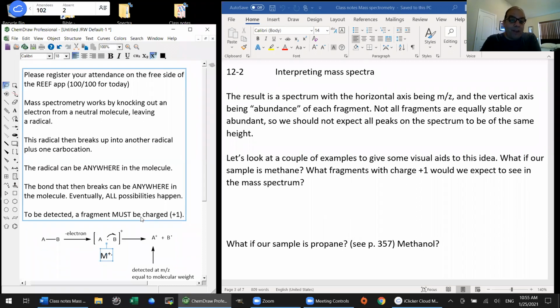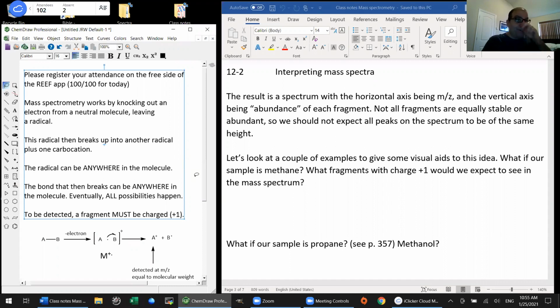And another thing that I really want to stress that I think is confusing at first, please be aware that in order to be able to detect the fragment, it must be charged. And the reason for this is in how mass spectrometers are made and put together. I should also mention this, by the way. You'll certainly find in your book a beautiful diagram of a typical mass spectrometer, showing you what all the different parts are and what they're called and what they do.